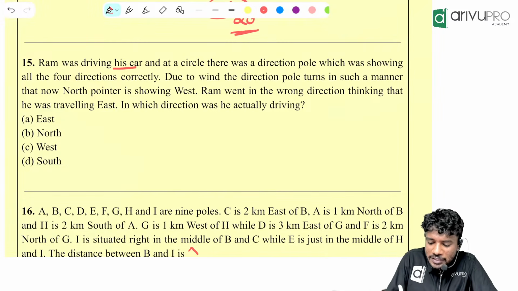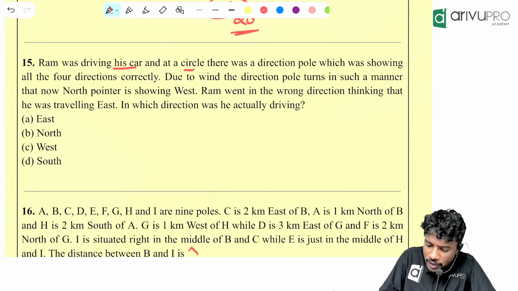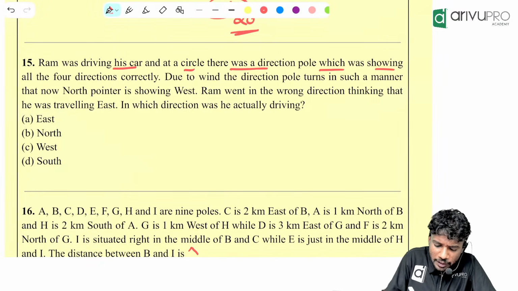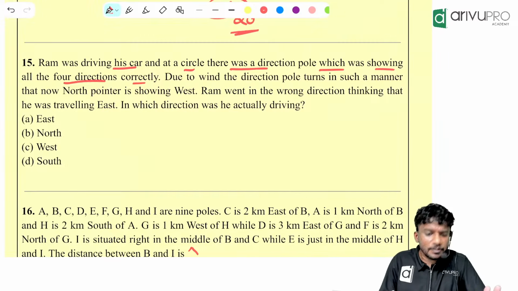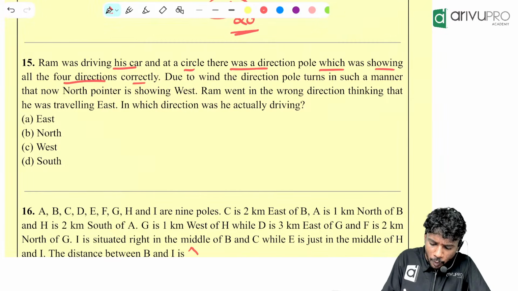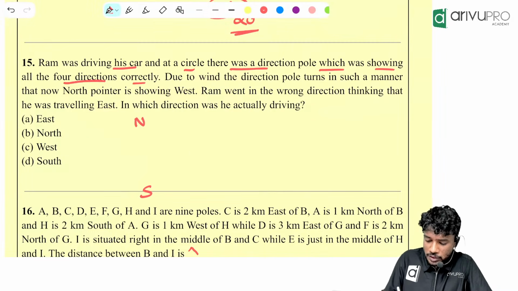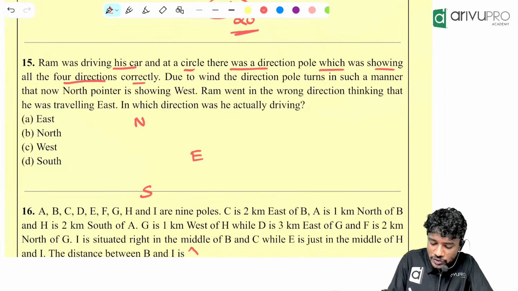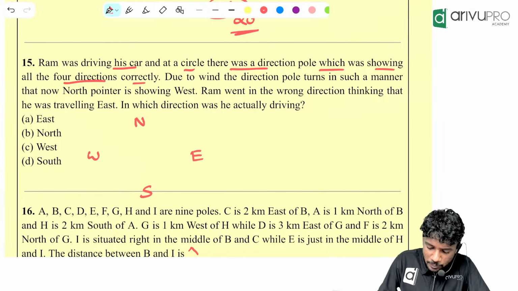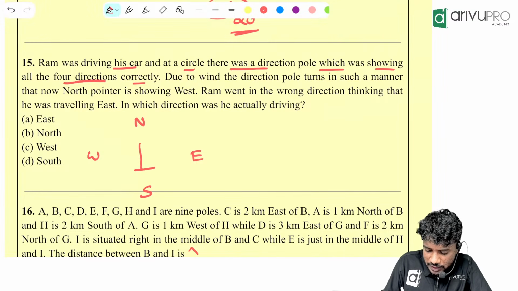Ram was driving his car at a circle where there was a direction pole which was showing all the 4 directions correctly. So if I draw the direction pole, usually the direction is what? North. Then who is there? South. Then who is there? East. Then who is there? West is there. Now if I am drawing the pole, if it is correct, pointer will be what? This will be south. This pointer will be what? East.